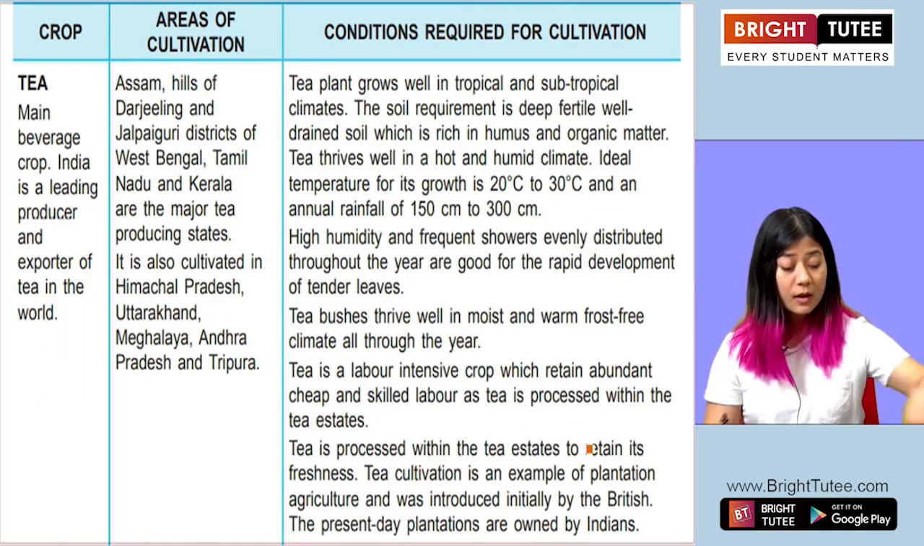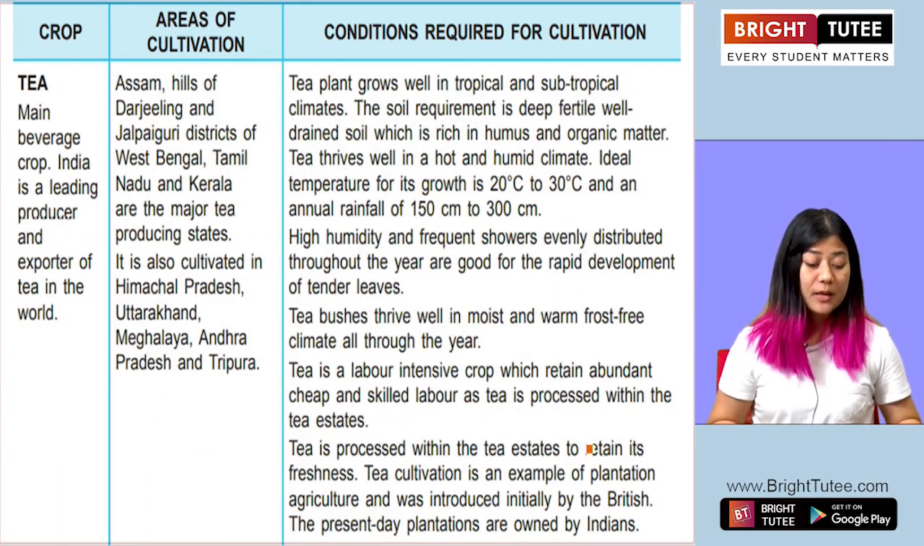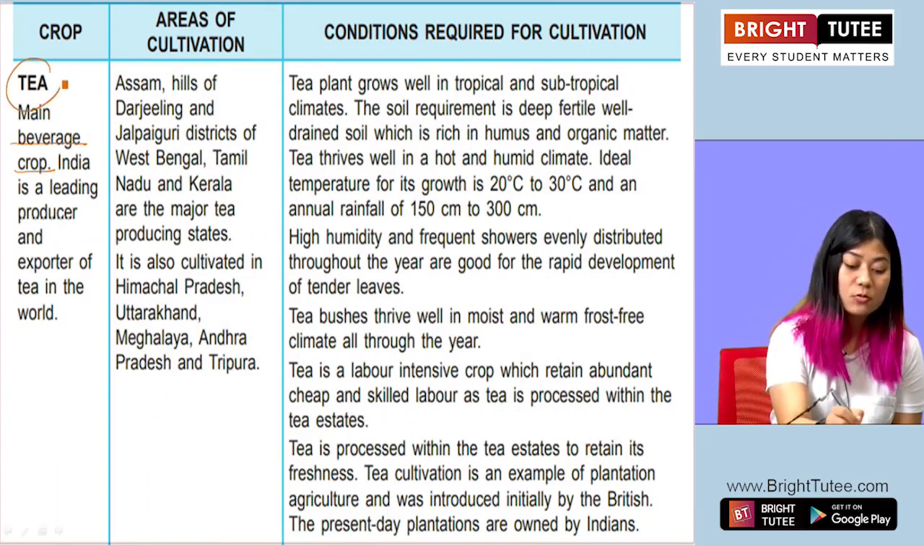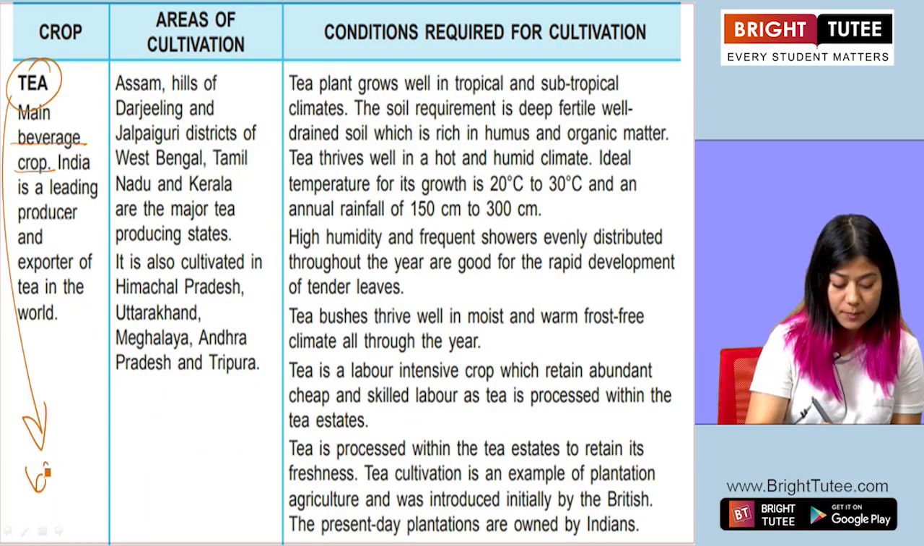Okay. The next one is tea. Now tea is the main beverage crop. Tea is known as a beverage crop.